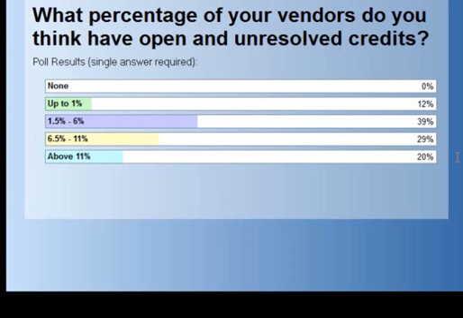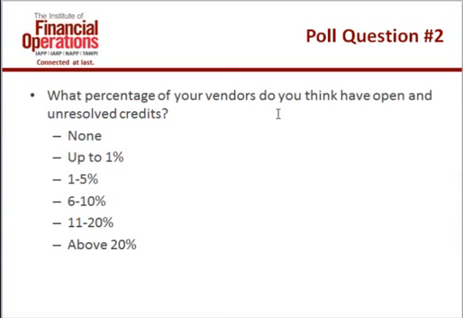Now, if Tom were connected, he would be telling you that their research shows, and they've got a lot of numbers around this issue, that the actual average answer is about 6%. So somewhere in that 6 to 10% of all your vendors will have vendor credits.